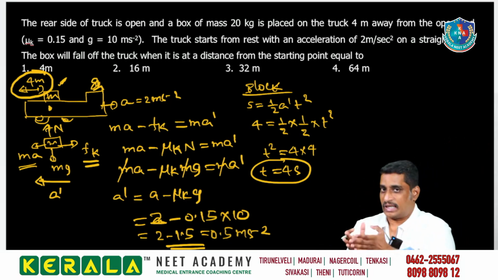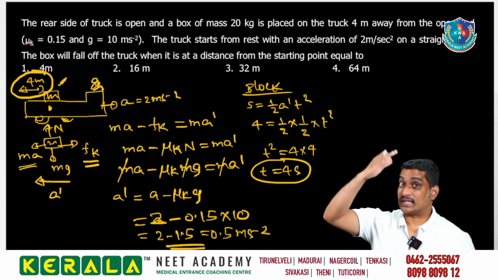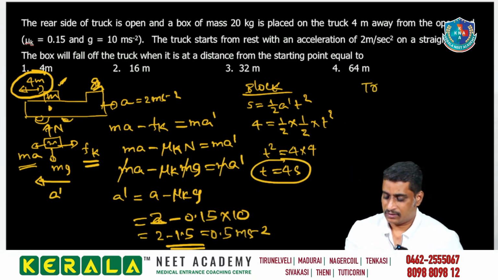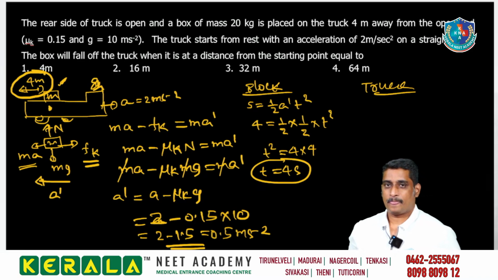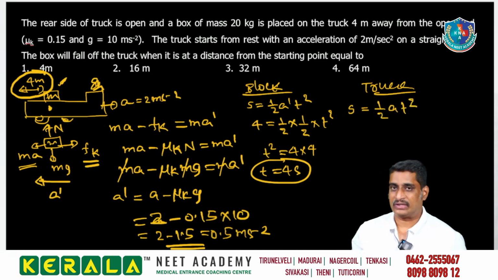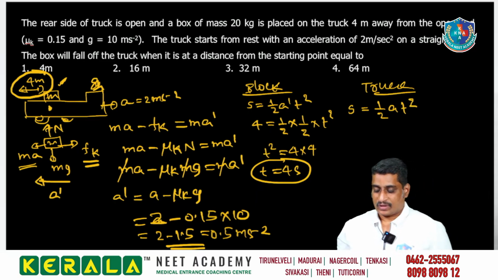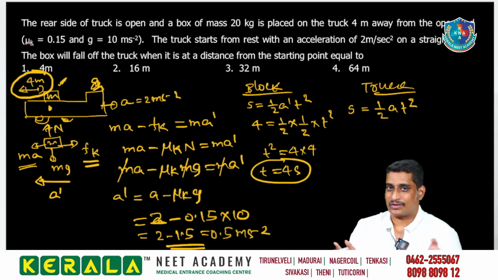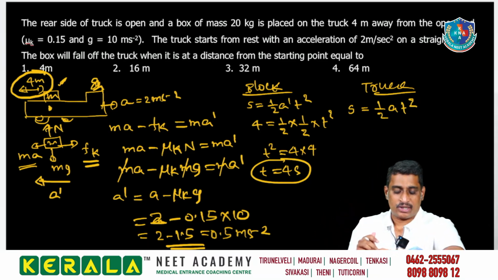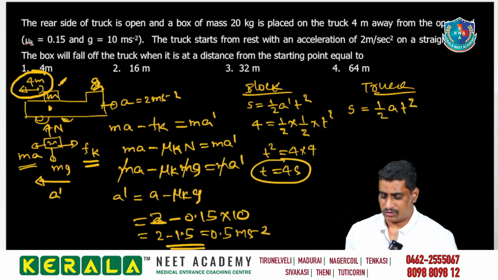Within this time, 4 seconds, how much distance is the truck traveling, they're asking us to find out. Now, we can take the kinematic equation for the truck. Truck is moving with an acceleration 2 meters per second square. So, S is equal to half AT square, I will take for the truck. Don't get confused between these accelerations. Truck is moving with an acceleration 2 meters per second square. With respect to the truck, block is accelerating along negative x-axis with a value 0.5 meters per second square.